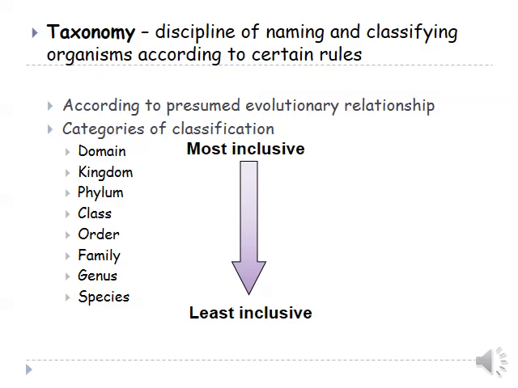You can see that these categories of classification start with domain, which is the most inclusive, with the greatest number of organisms in a specific domain, and we will cover domains and kingdoms very shortly. Next we have kingdom, phylum, class, order, family, and then the least inclusive are genus and species.